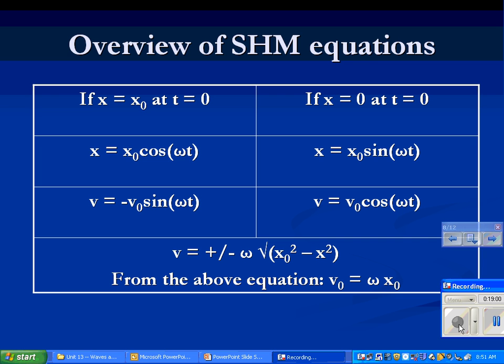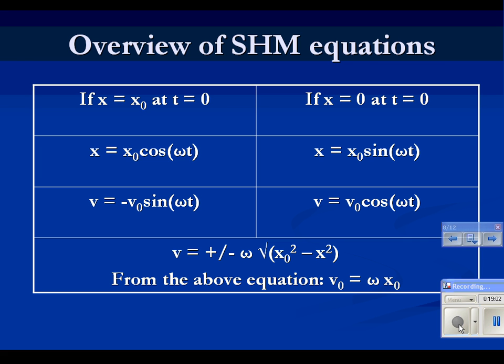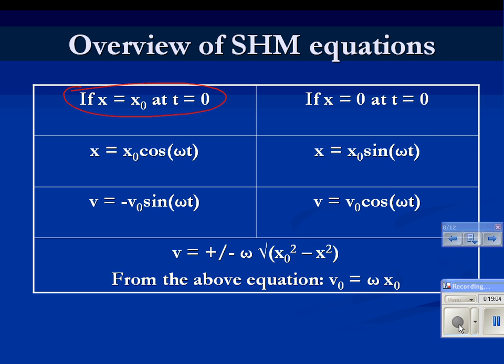So notice that when I start my stopwatch, if my object is at its greatest displacement, these are the two equations I use. This tells me the displacement. This tells me the velocity at some time t later. Anything sub-0 is maximum. V sub-0 is maximum velocity. X sub-0 is maximum displacement. A sub-0 would be maximum acceleration.